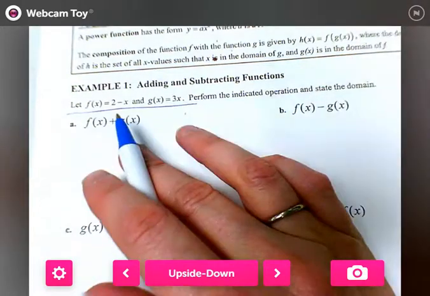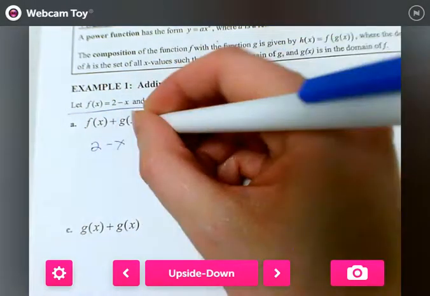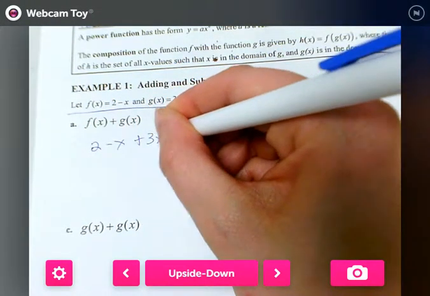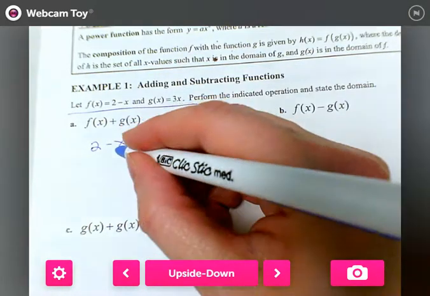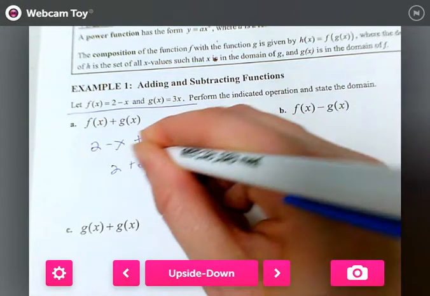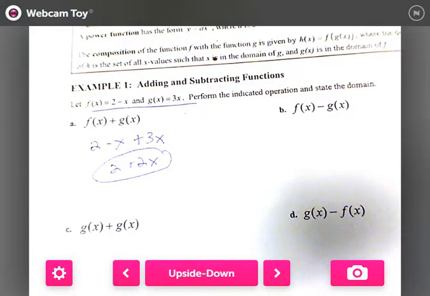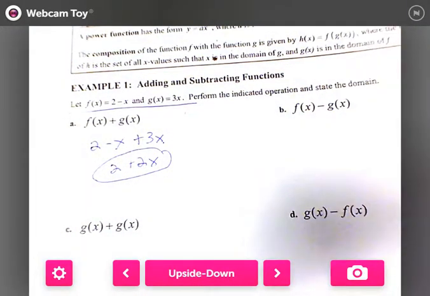So f of x plus g of x. f of x is 2 minus x, and we're going to add 3x to it. Now we simplify. Negative x plus 3x is 2x, and we bring down that 2. That's my answer. Is there anything x can't be? I could stick any number in there, positive, negative, whatever. So this is all real numbers.